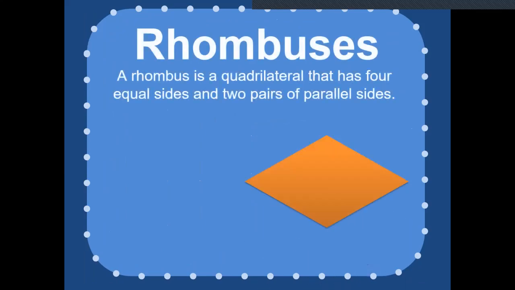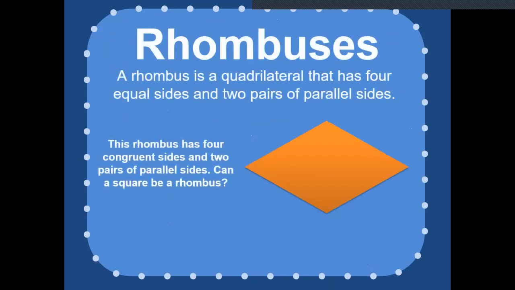Rhombuses. A rhombus is a quadrilateral that has 4 equal sides and 2 pairs of parallel sides. So this side and this side, if they kept on going, they would never cross. This top side here and this bottom side here, if they kept on going, they would never cross. So they are parallel. And if I measured this one to be 2 inches, the rest of them would be 2 inches. It's kind of like a square.